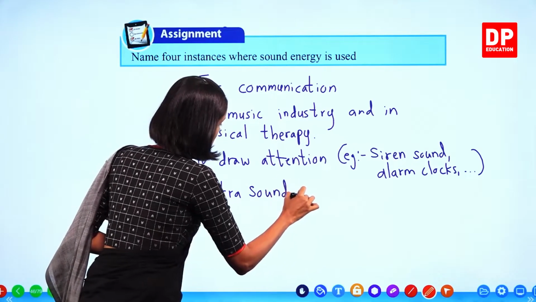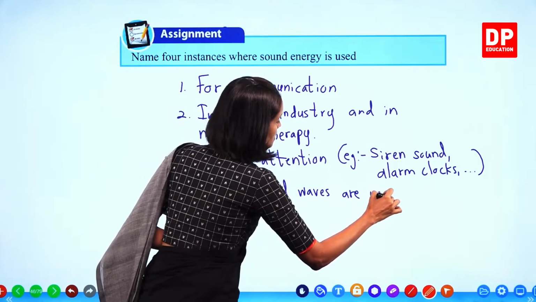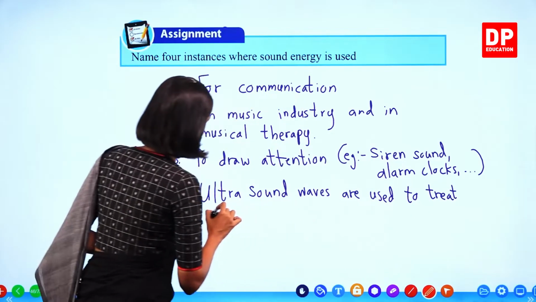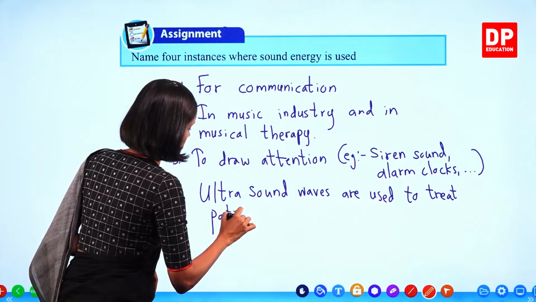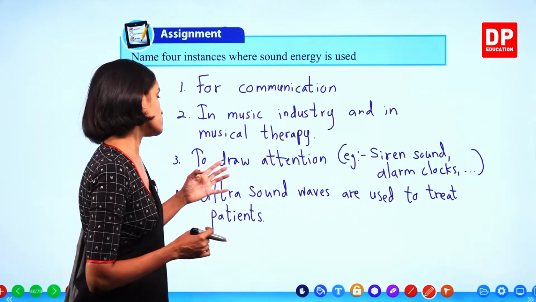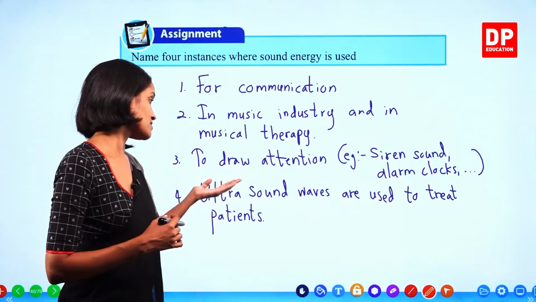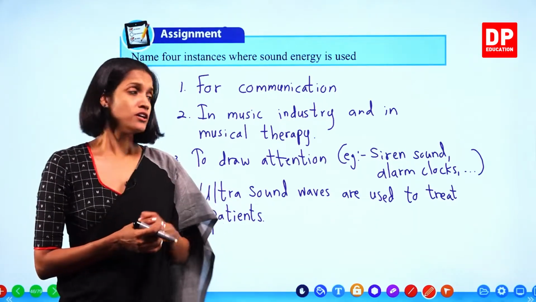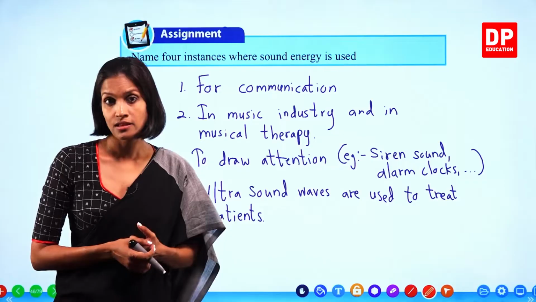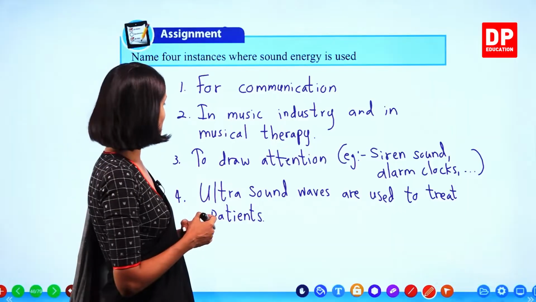Ultrasound waves are used to treat patients. Right, children? Used to treat patients, and to observe the internal parts of the body. Also, these ultrasound machines are used. Okay, so you're going to learn more about the use of ultrasound waves in the upper grades. Right, children? I hope you understood this part well. We will move on to the next.